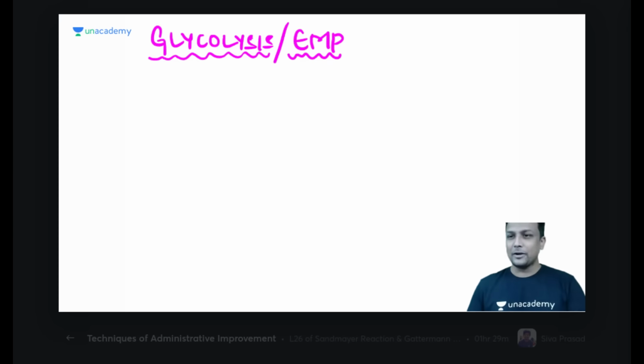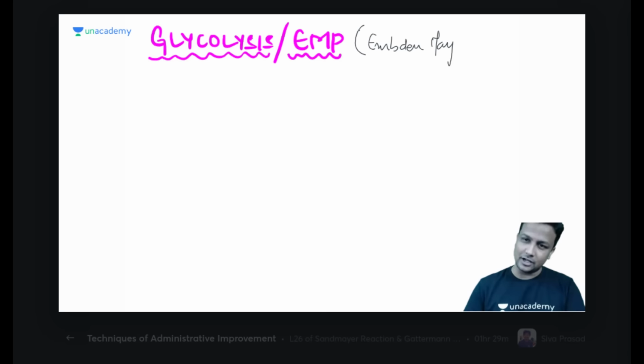What is the first thing to learn here? What is another name of glycolysis? It is EMP, which stands for Embden-Meyerhof pathway. सबसे पहले ना उसका नाम सीख लो. Another name of that one is Embden-Meyerhof pathway.